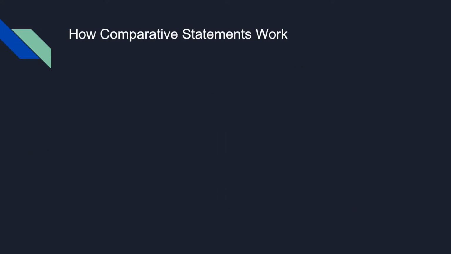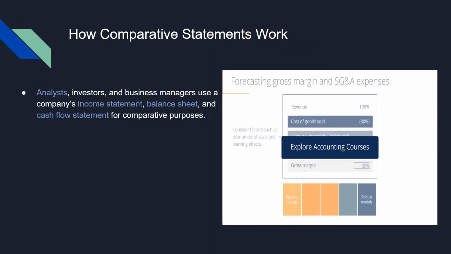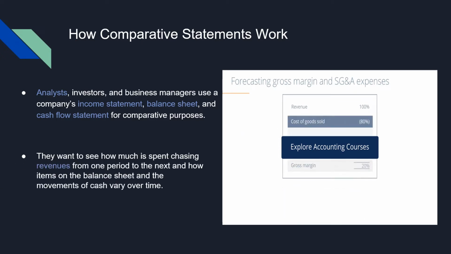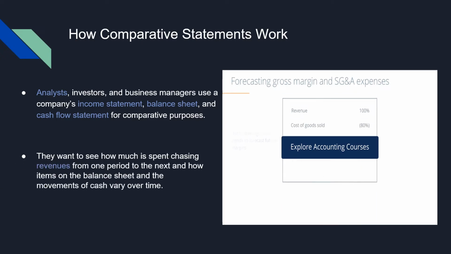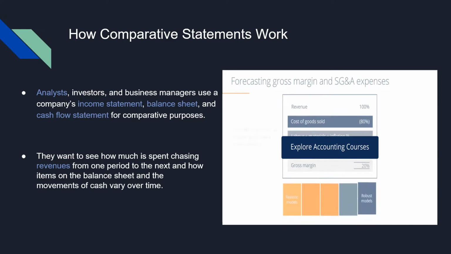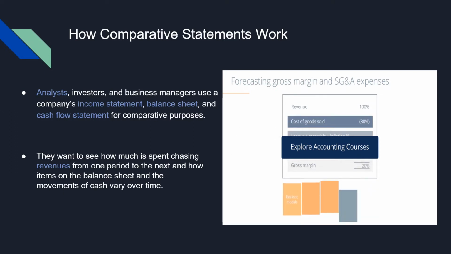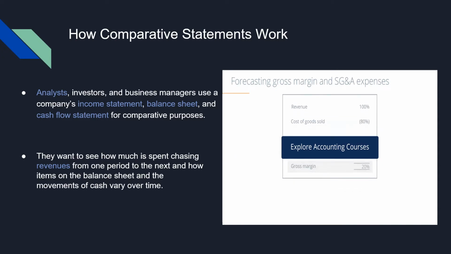Moving on, let us try to find the answer for the question: how do comparative statements work? Here is the answer. Analysts, investors, and business managers use the company's income statement, balance sheet, and cash flow statement for comparative purposes. They want to see how much is spent chasing revenues from one period to the next, and how items on the balance sheet and the movements of cash vary over time.